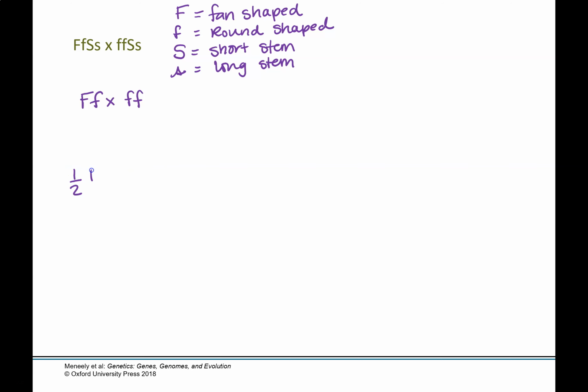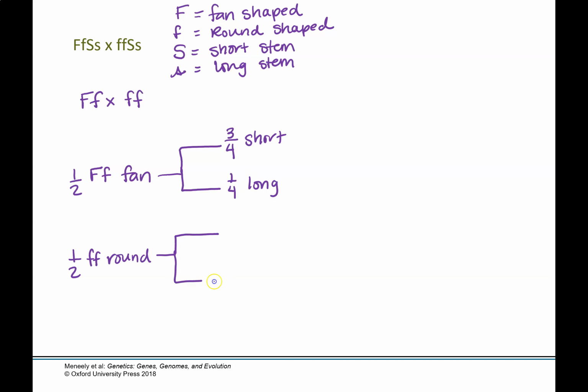So half are going to be the heterozygous, which is the fan-shaped, and half are going to be the homozygous, which are the round-shaped leaves. Now the stem length, this is the double heterozygote, so we're going to have 3/4 short stem, 1/4 long stem. Same thing on the bottom, 3/4 are going to be short, and this can be either of the dominant genotypes, and 1/4 is going to be long with the homozygous recessive.